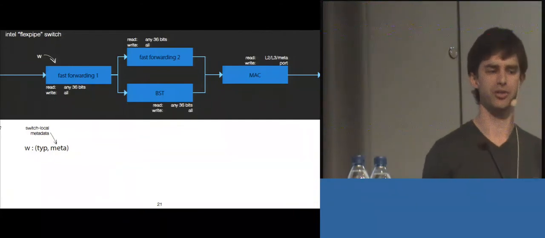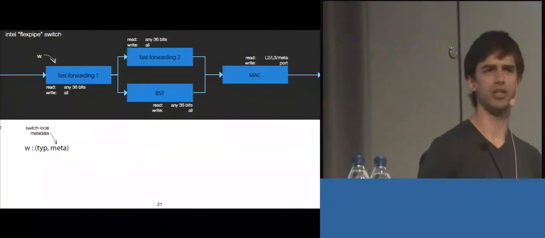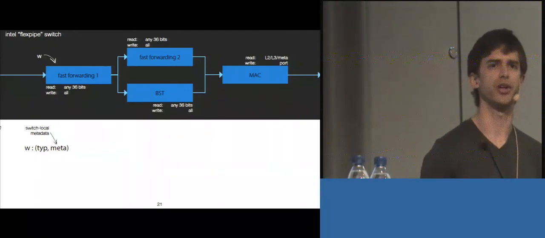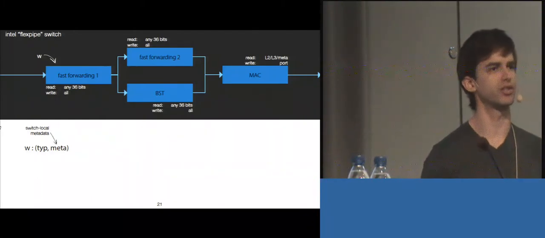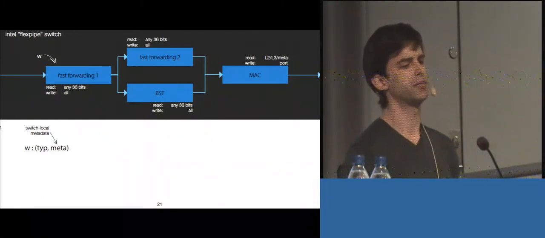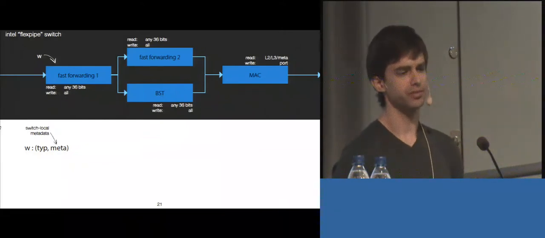We'll say that W is the first table. It can match on the type field, which is pseudocode for is the packet SSH or is it UDP or whatever. And it can set a bit of metadata.